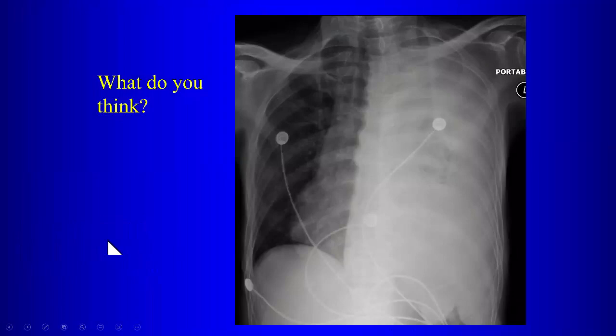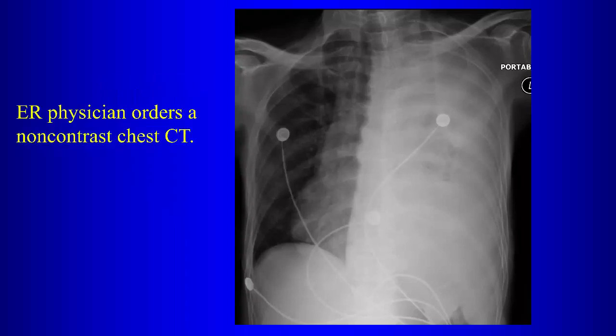What about this case? So what are you thinking about here? Yeah, so here we have this almost complete opacification of the left hemithorax. We talked about whiteout before. The mediastinum is shifted away, so you suspect that this represents a large pleural effusion. So the ER physician orders a non-contrast chest CT.